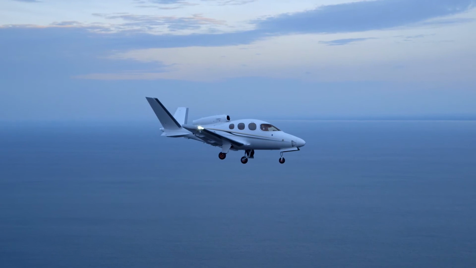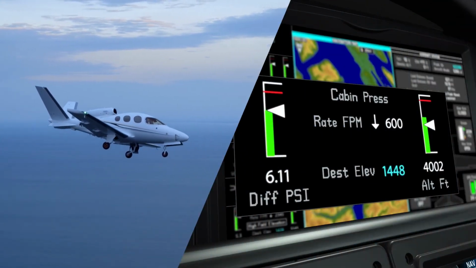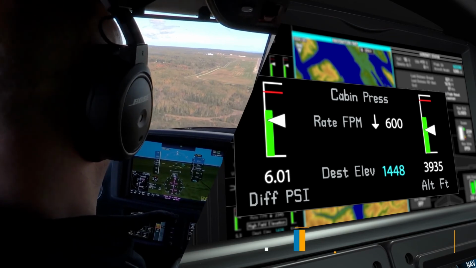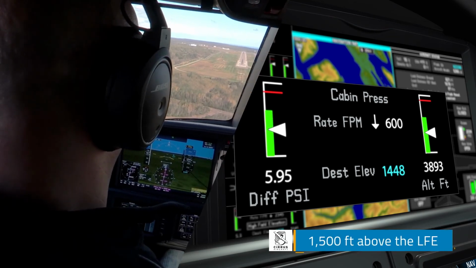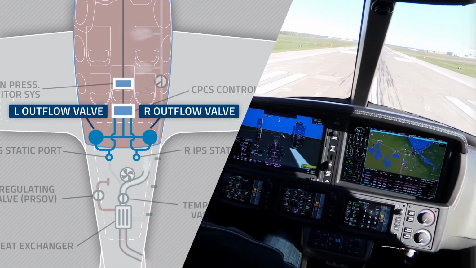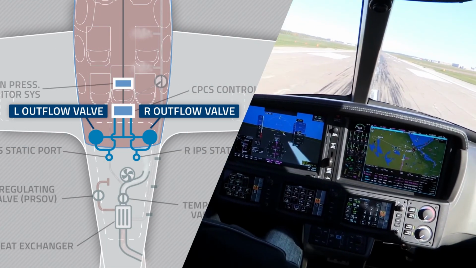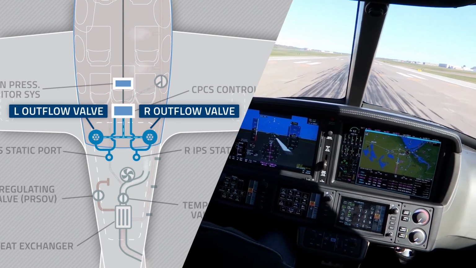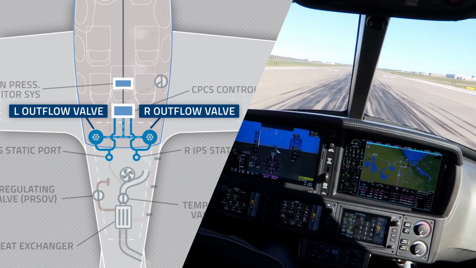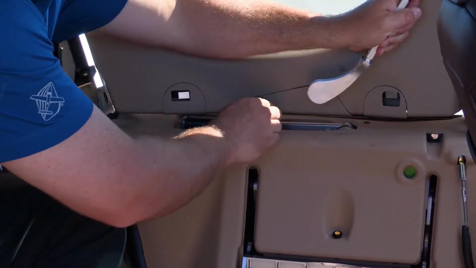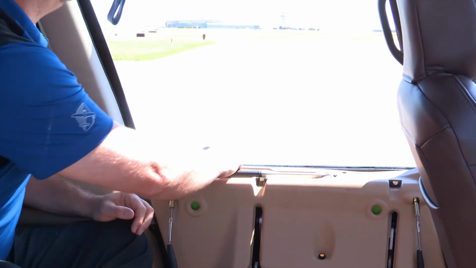As the aircraft begins a descent from altitude, the cabin also descends at a maximum rate of 600 feet per minute until reaching approximately 1,500 feet above the LFE, when the outflow valves are opened fully, allowing inside and outside pressure to equalize. Upon receipt of the weight on wheels signal after touchdown, the outflow valves receive another command to open fully, which ensures that the aircraft is not pressurized once it's on the ground. This will allow the cabin door to be opened smoothly and safely without experiencing any sudden pressure change.